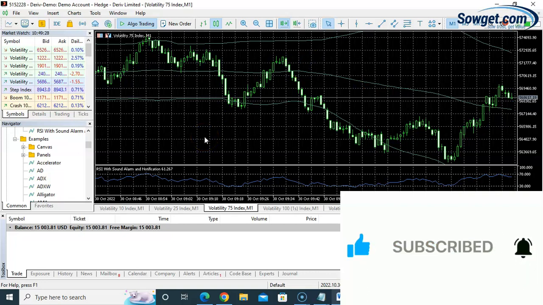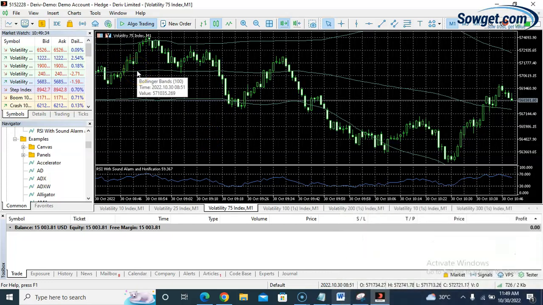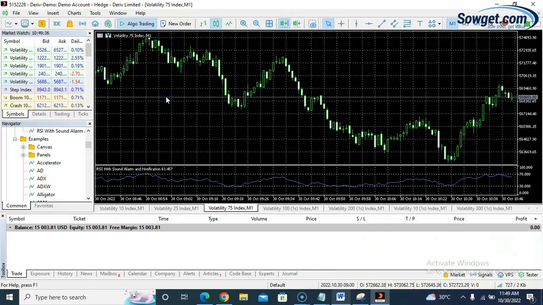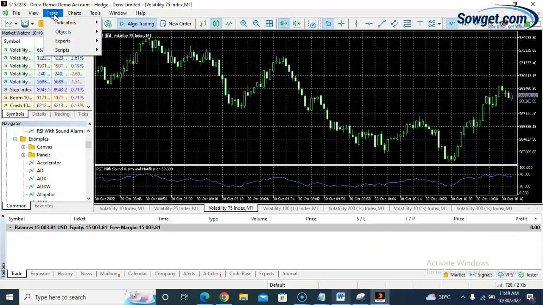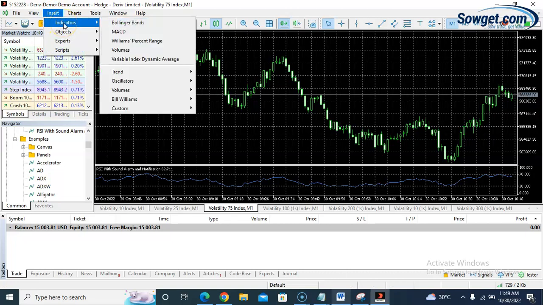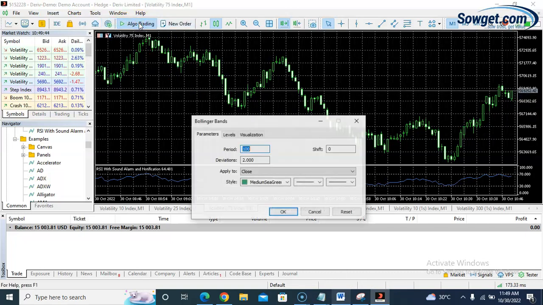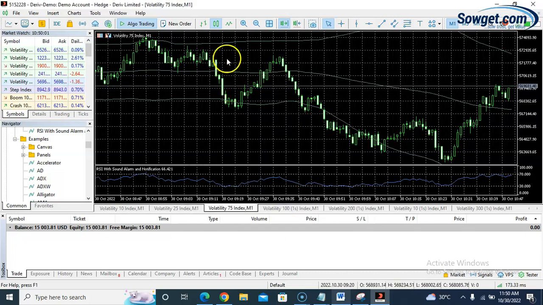So it involves just 2 indicators. The first indicator is your Bollinger Band. Let me just delete it and I will install it back. Come under your insert, under indicator, and just click on Bollinger Band. The period is 100, then the deviation is 2. I don't know for your mobile device, but for my laptop, the best settings are period 100, deviation 2. The style I'm using, I think this color is okay with me. Just take OK. Once you set it, your chart will look like this.